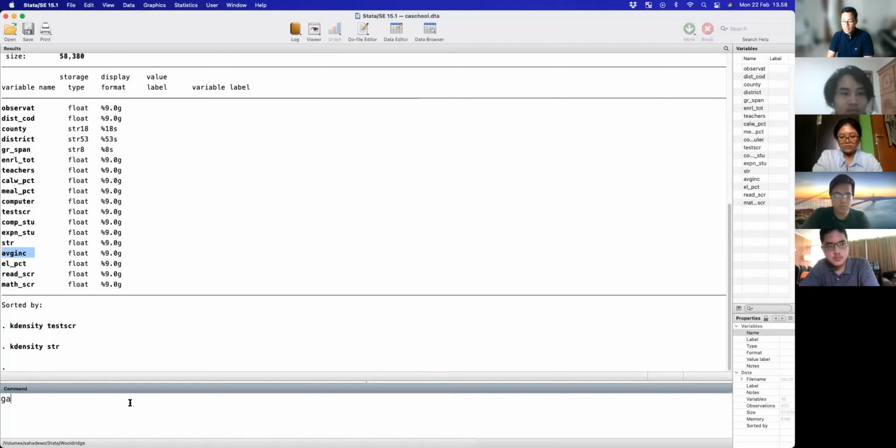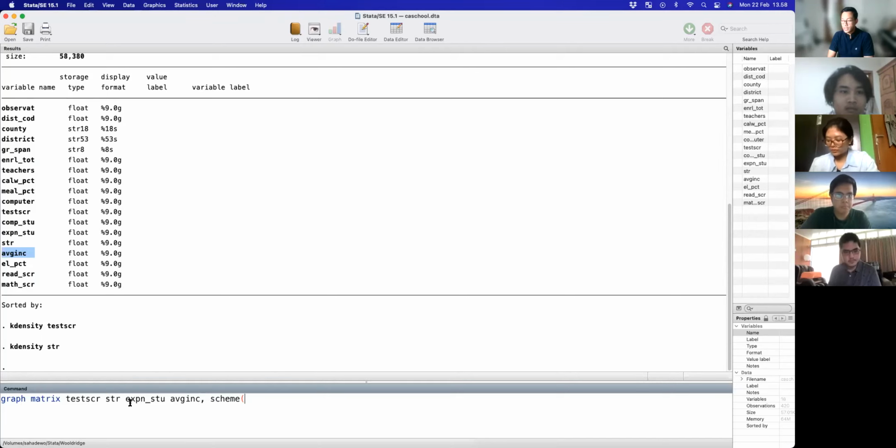Another matrix that I like to graph is actually the correlation matrix. So it's a graph matrix, and then test score, student teacher ratio, expenditure per student, as well as average income, okay? And so from these, you can actually get a better understanding of how variables are correlated with each other.